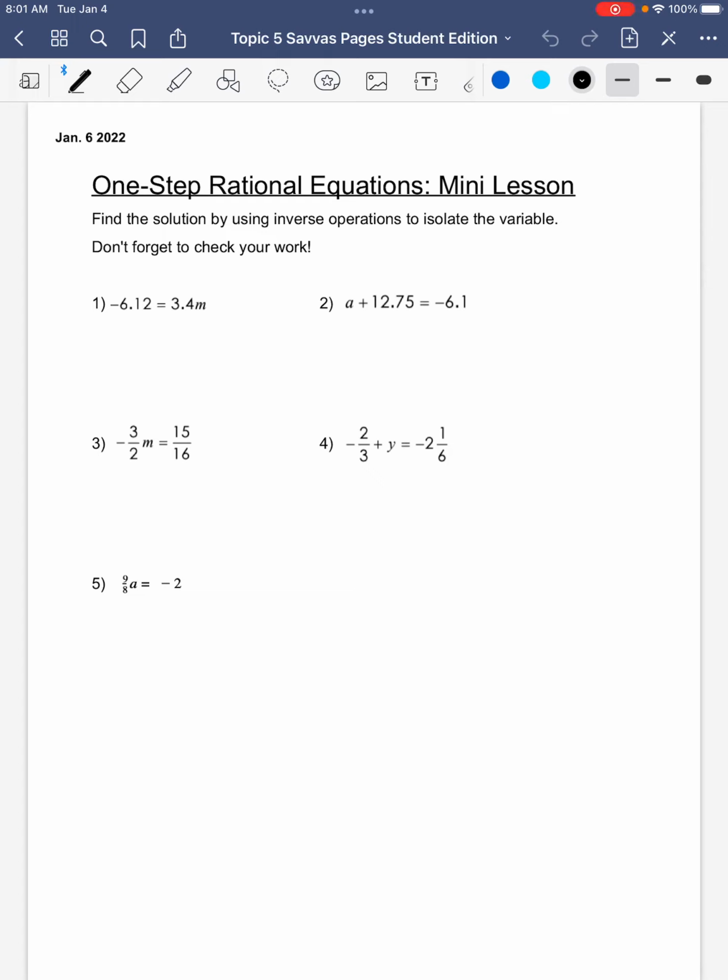Hey y'all, today we're talking about one-step equations, but with rational numbers. So remember, rational numbers include decimals and fractions. So we're gonna follow the same steps. We're gonna find the solution by using inverse operations to isolate the variable, and then we can always check our work to make sure that our answer is correct. So you're probably gonna want a calculator for this, so go ahead and get that out, and let's get started.